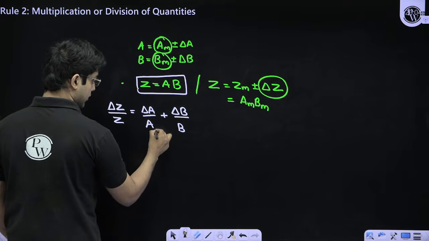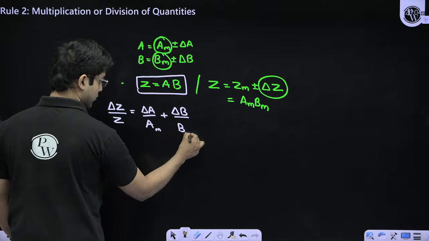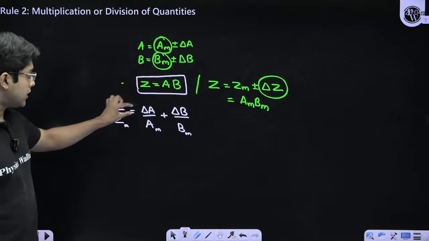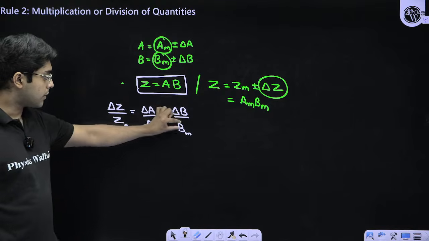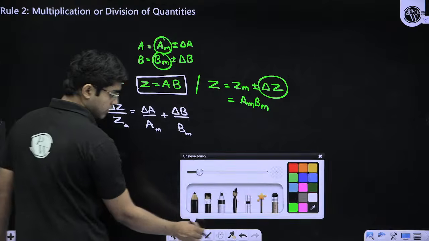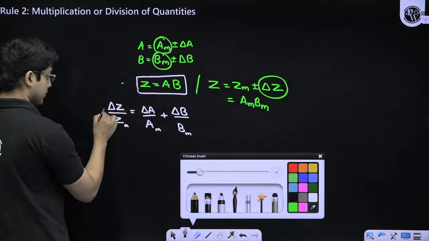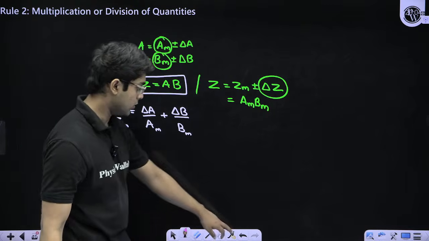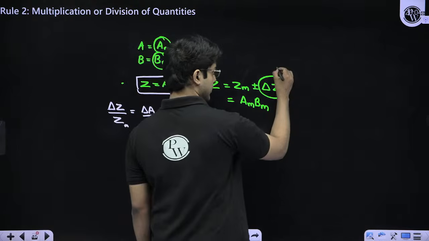Okay, so here you can replace it with the AM value as well. Okay, so now we know everything. Delta A we know, AM, delta B, BM, ZM. All of it we know. Using this relation, you can get the absolute error in Z. You can find absolute error in Z, and then you can substitute it here.